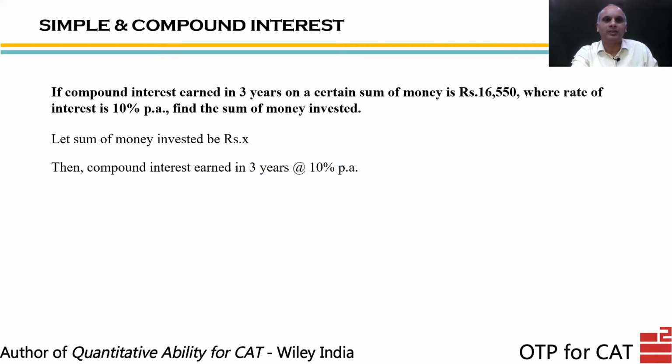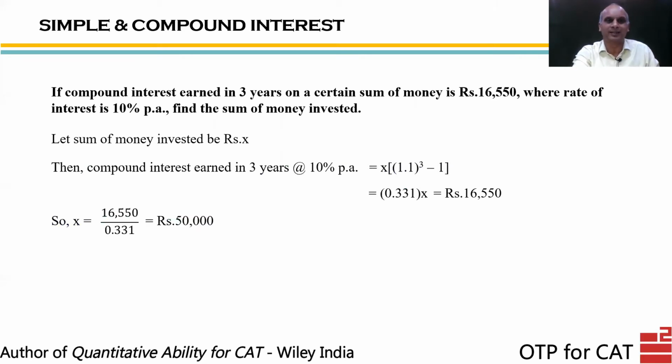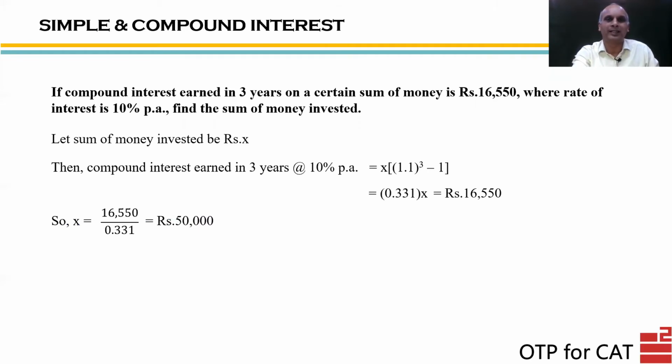Compound interest earned in 3 years at 10%. So what do we get? The formula was P into k to the power 3 minus 1. So here k is 1 plus r percent, so it becomes 1.1, which is equal to, upon simplification, 0.331x. And we already are given the value of compound interest as 16,550. So we will equate the two and hence solve for the value of x. This is our answer. 50,000 rupees is the principal invested.